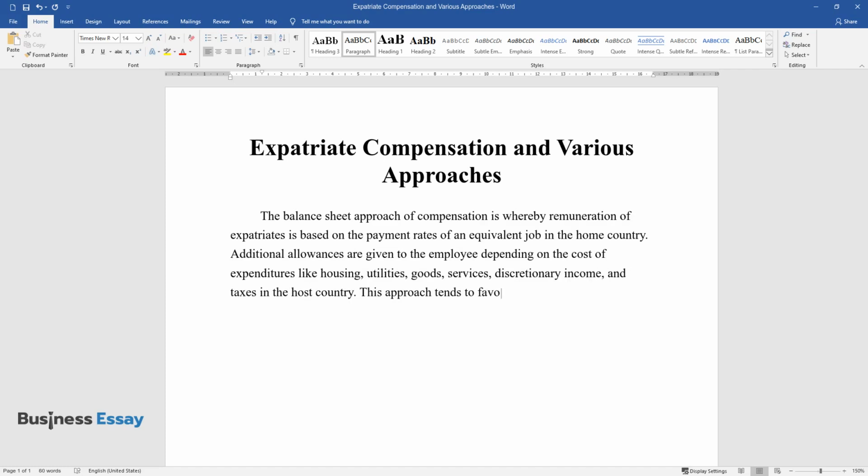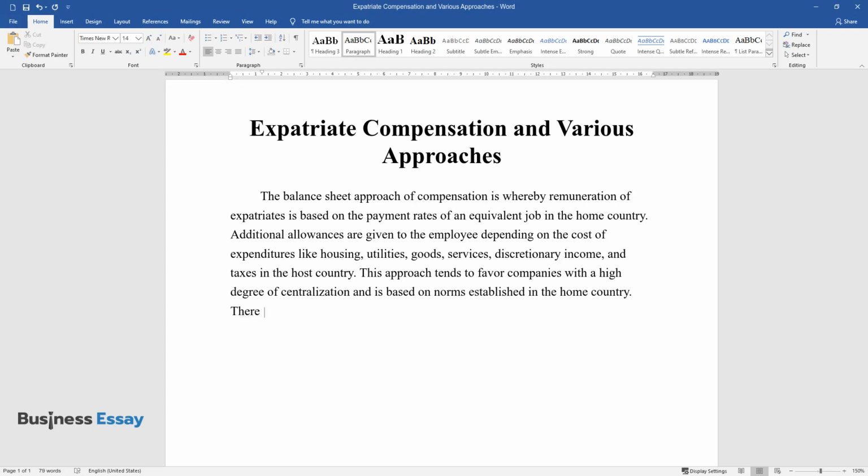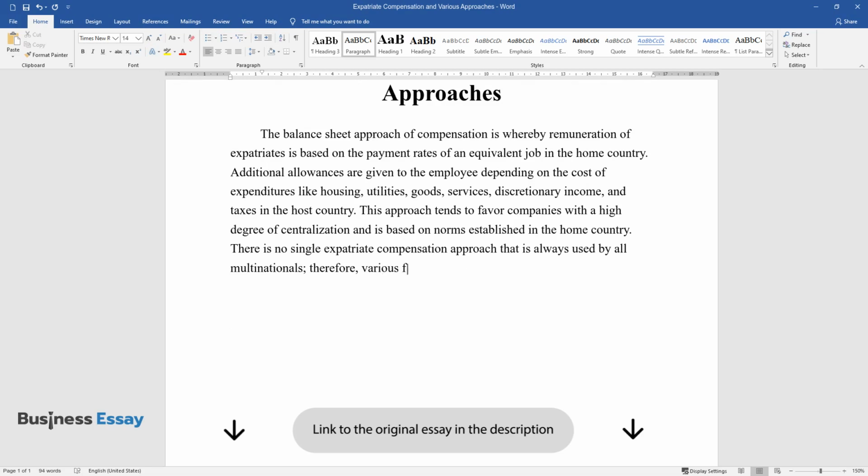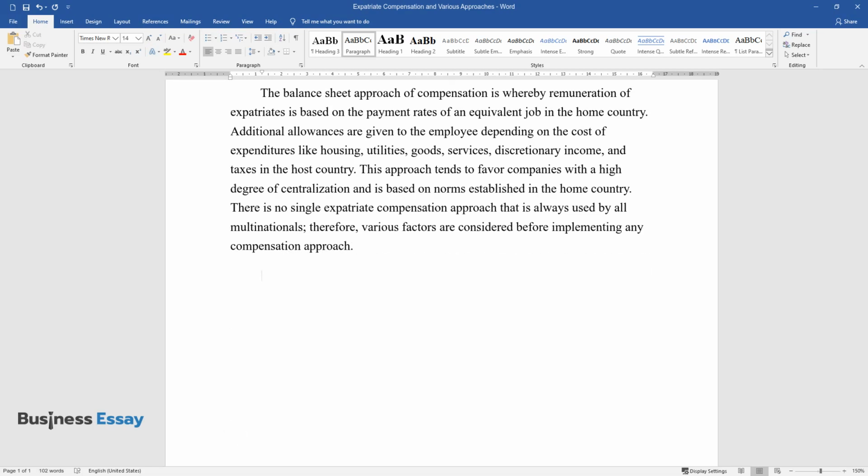This approach tends to favor companies with a high degree of centralization and is based on norms established in the home country. There is no single expatriate compensation approach that is always used by all multinationals, therefore, various factors are considered before implementing any compensation approach.